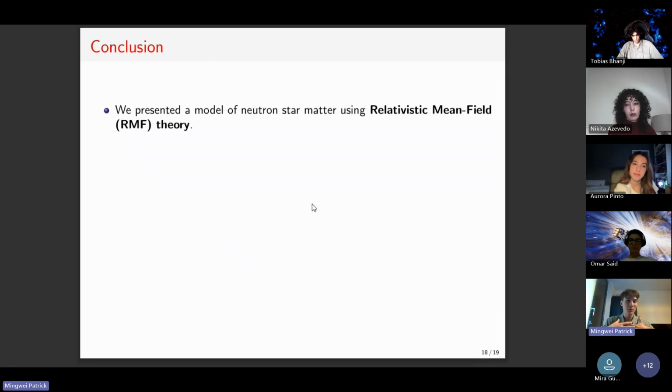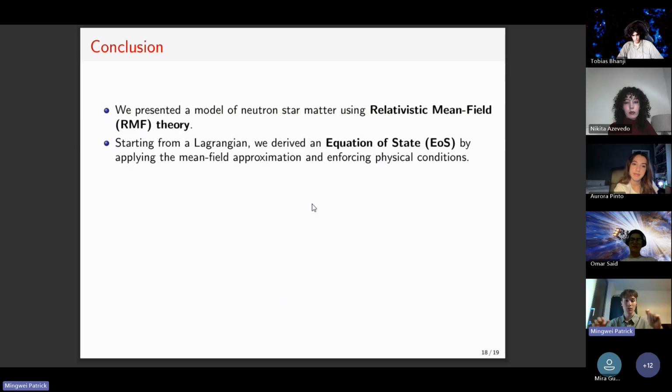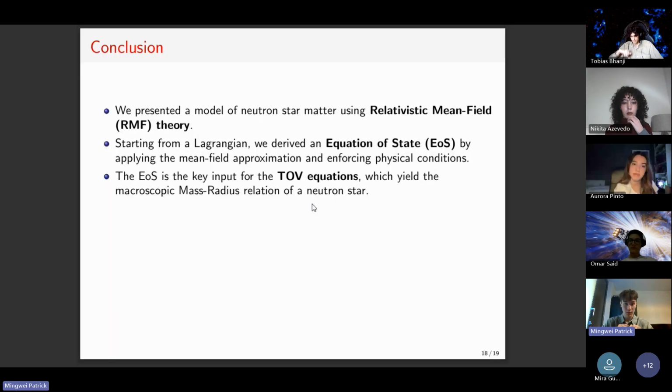So to wrap it up, we presented a model of neutron star matter using relativistic mean field theory. We started from our fields, derived the Lagrangian density, and then derived an equation of state by applying the mean field approximation and enforcing some physical conditions. This equation of state is the key input for the TOV equations, which implement general relativistic effects, because our previous equation of state by itself was only including special relativity. And so it yields the macroscopic mass radius relation of a neutron star.